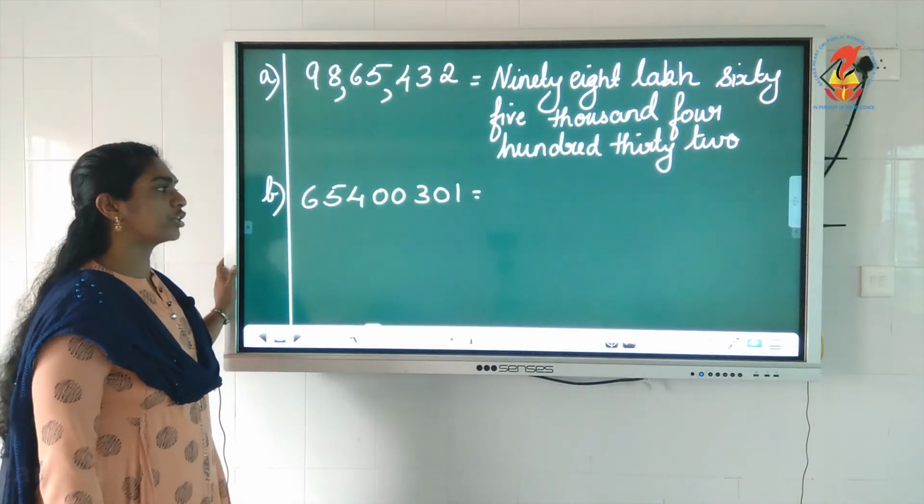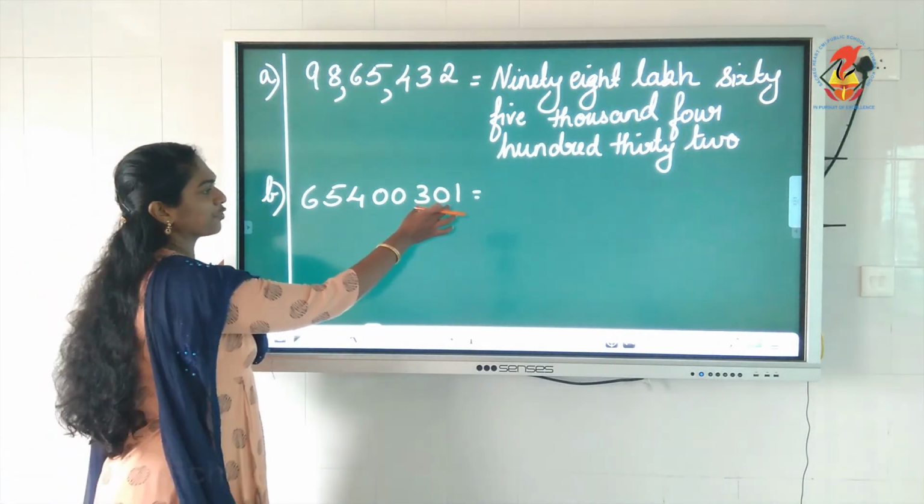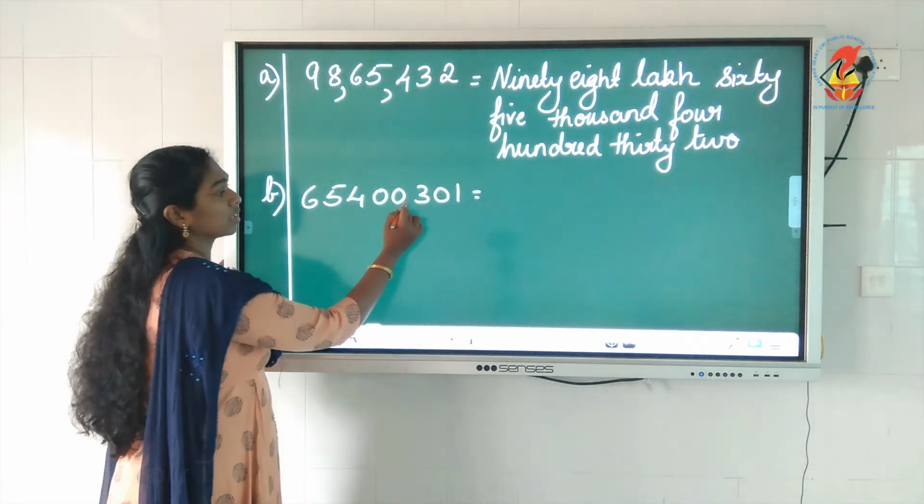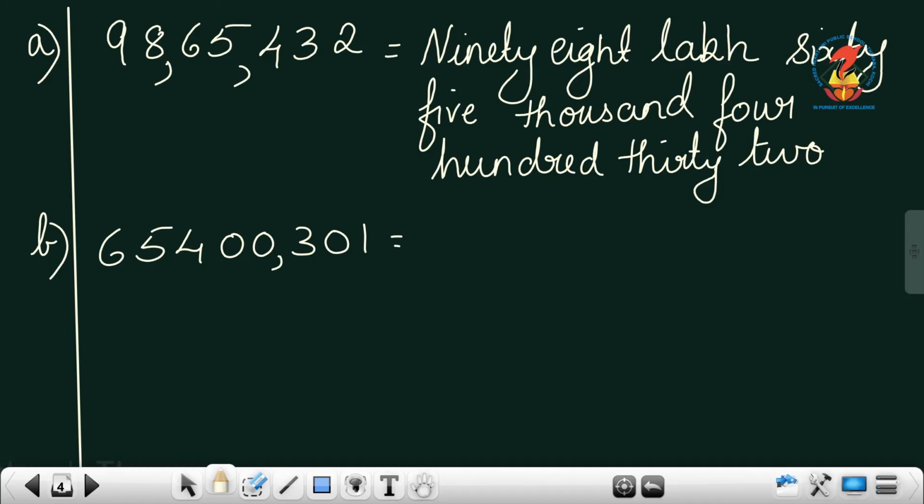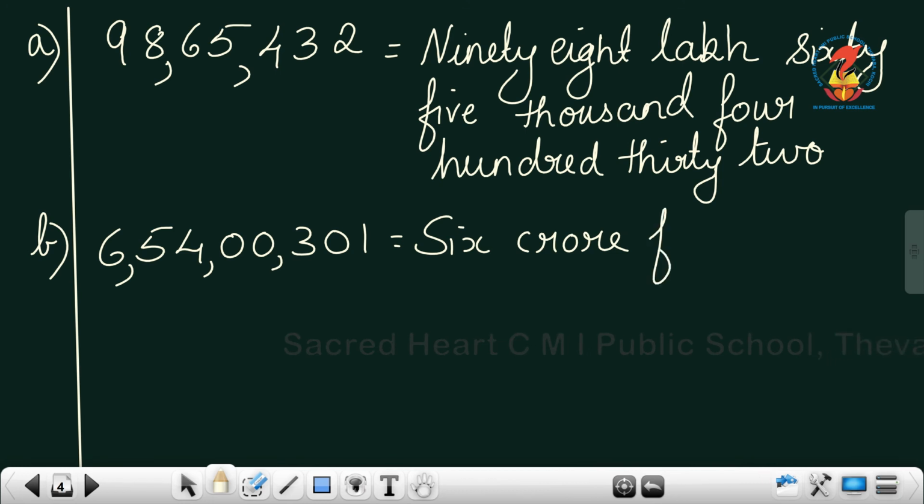Again, put a comma according to the Indian system. You have here ones period, 3 places. Then you have the thousands period, 2 places. Lakhs period, 2 places. And you have the crores period starting with crore. So, first crore, 6 crore. Then lakhs period, read it together, 54,000.